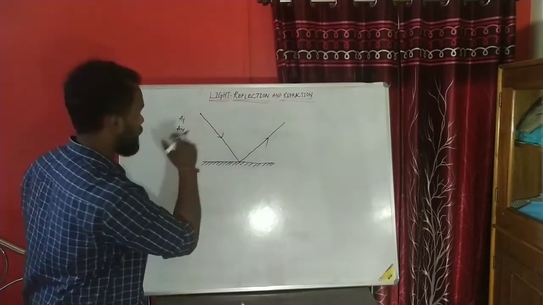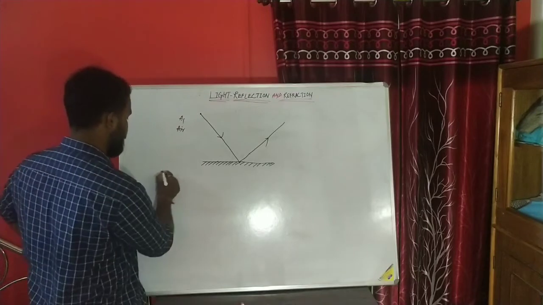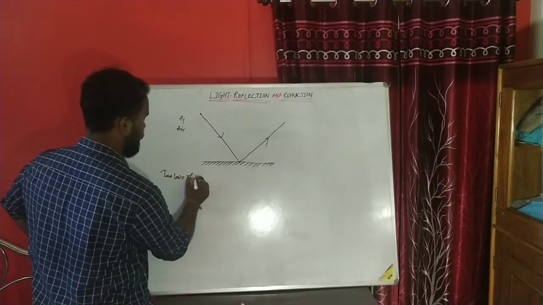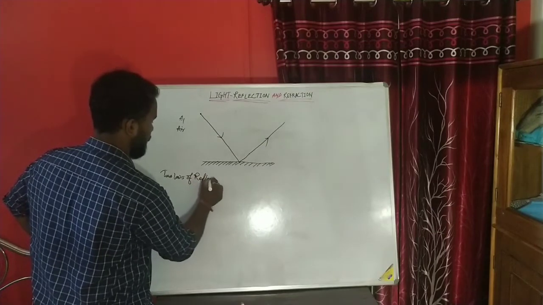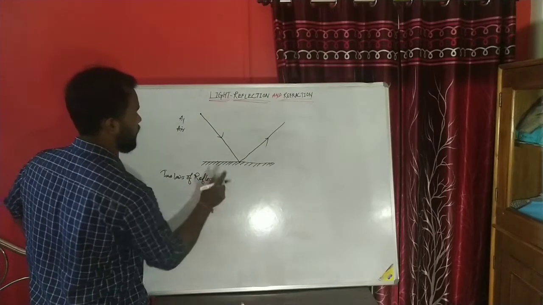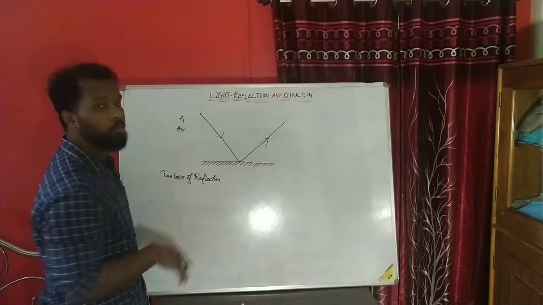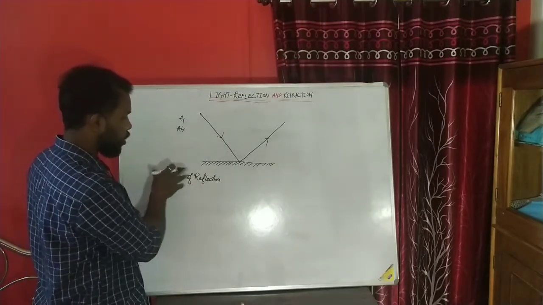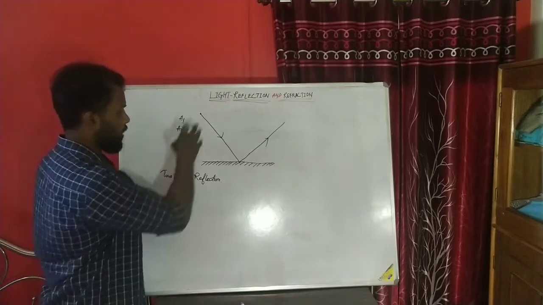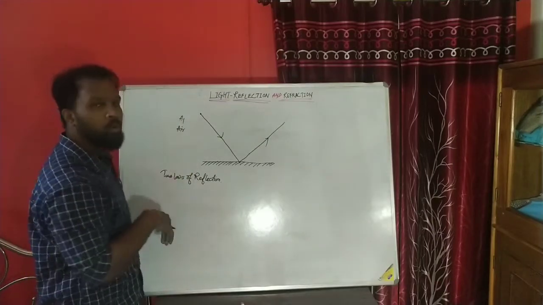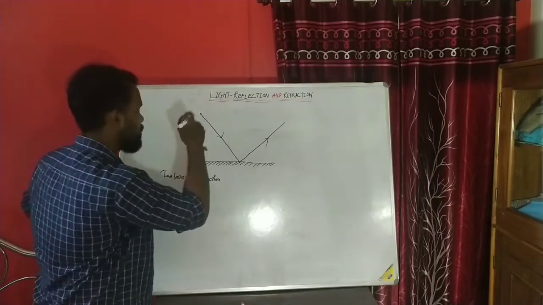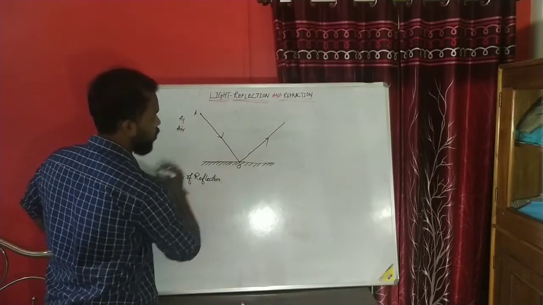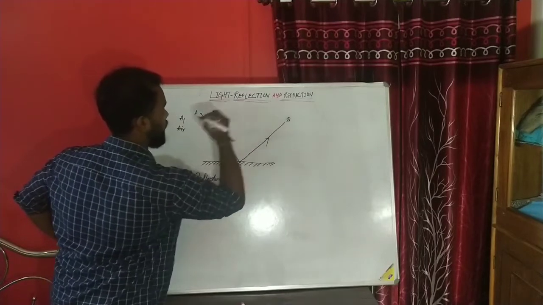Again, there are two laws of reflection. Till now this figure is not complete. Once we discuss the laws of reflection, you will understand why it is not complete. First we will give some names: name this A, this O, this B.